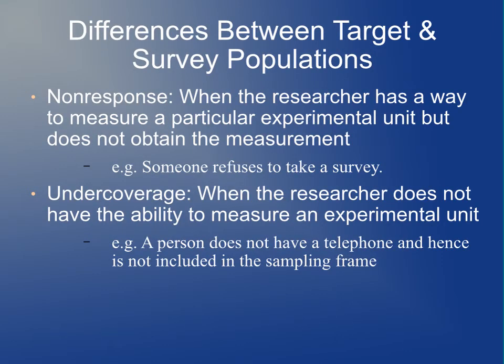And as I briefly noted earlier, there may be differences between a target population and the survey population, and this can occur because of 2 reasons. One is non-response, when you have a way to measure a particular experimental unit but you don't obtain the measurement. For example, you give the person a survey about menstrual pain but they refuse to fill it out. Or undercoverage is when the researcher simply doesn't have the ability to measure this experimental unit, for example, a person doesn't have a telephone, so we never call them to try to bring them in for the study.